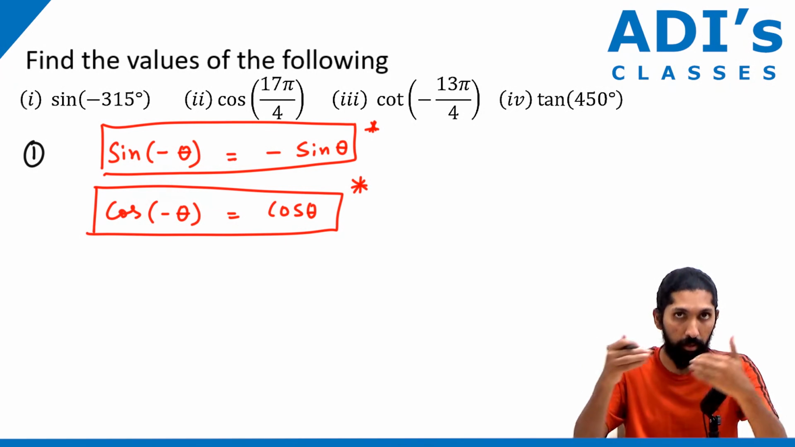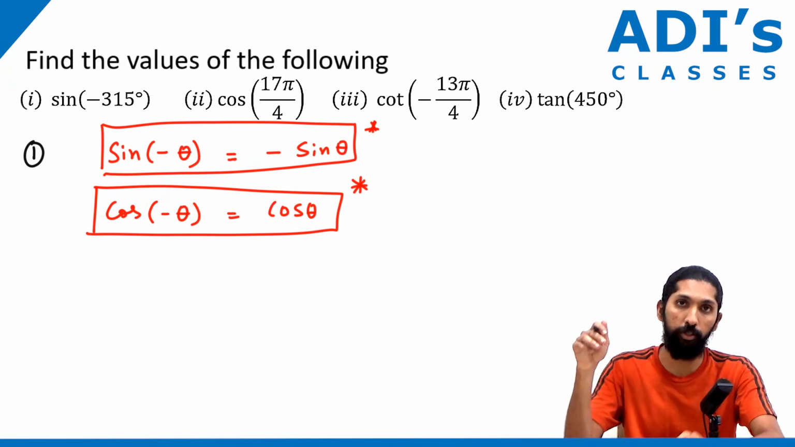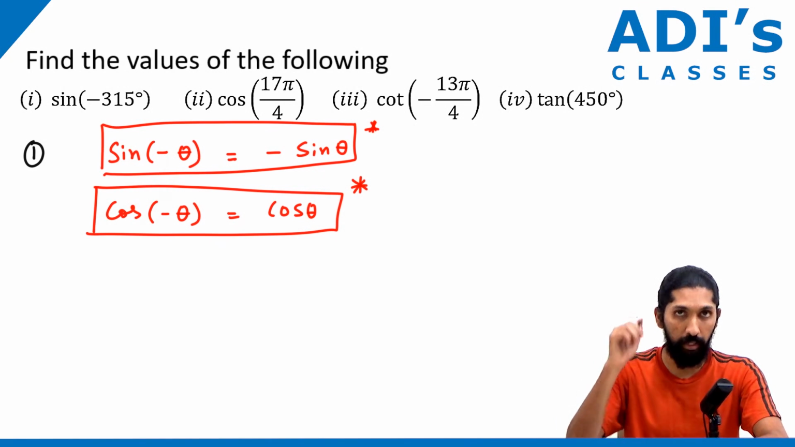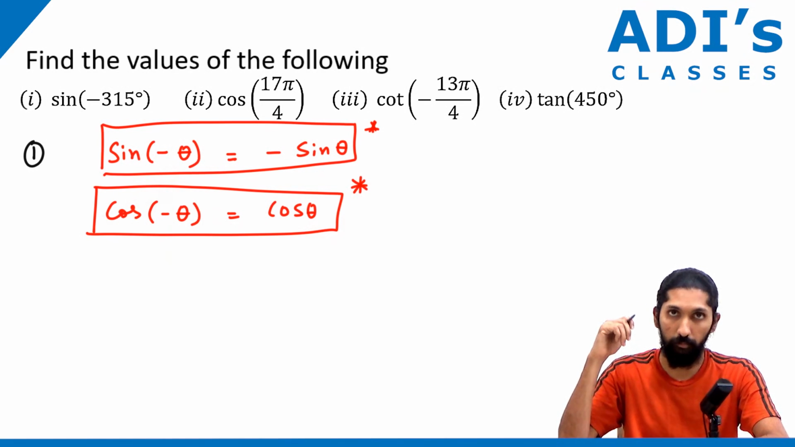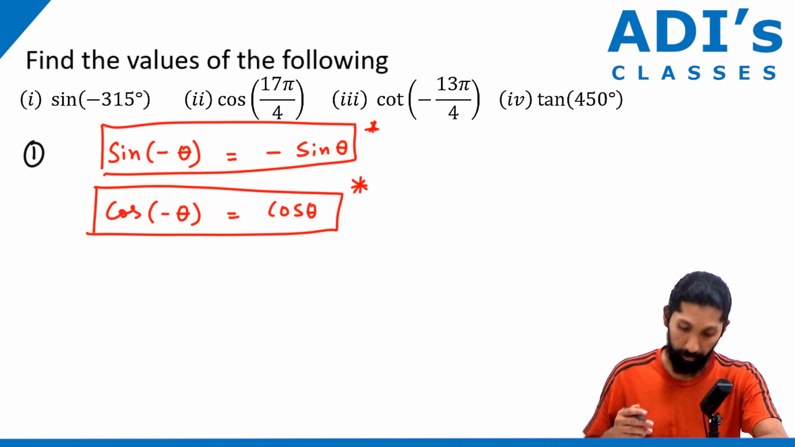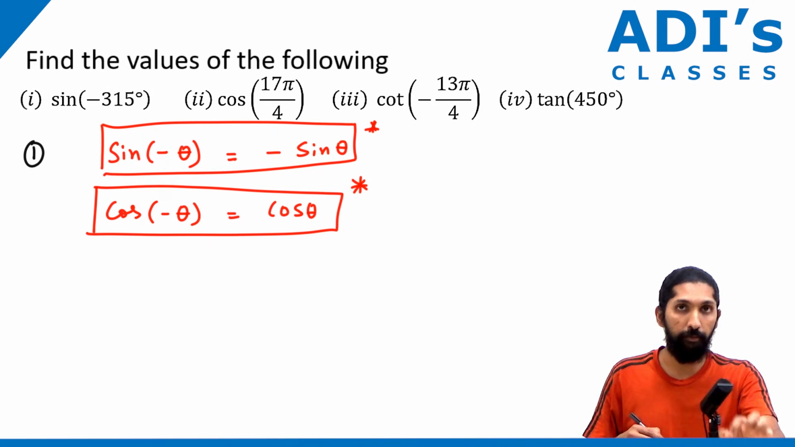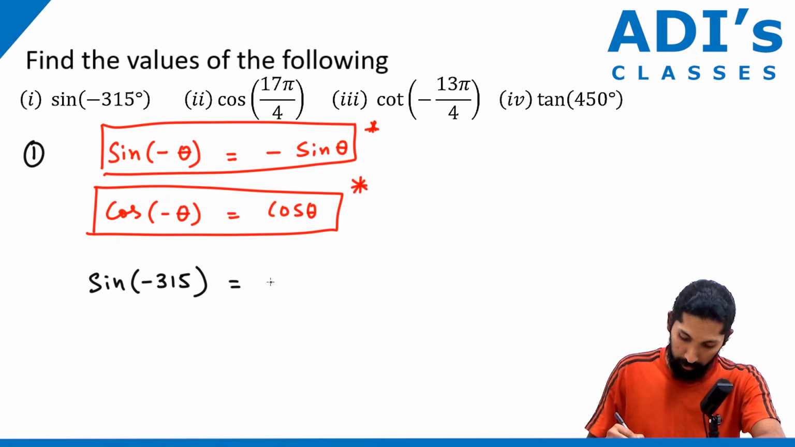Once you have sine and cosine, you can figure out tan, secant, every other trigonometric function, correct? This type of problem is where we get the values in different quadrants, so here we are using the concept of allied angles. Pay attention. For the first one, sine of minus 315 degree, we can write this as minus sine 315.